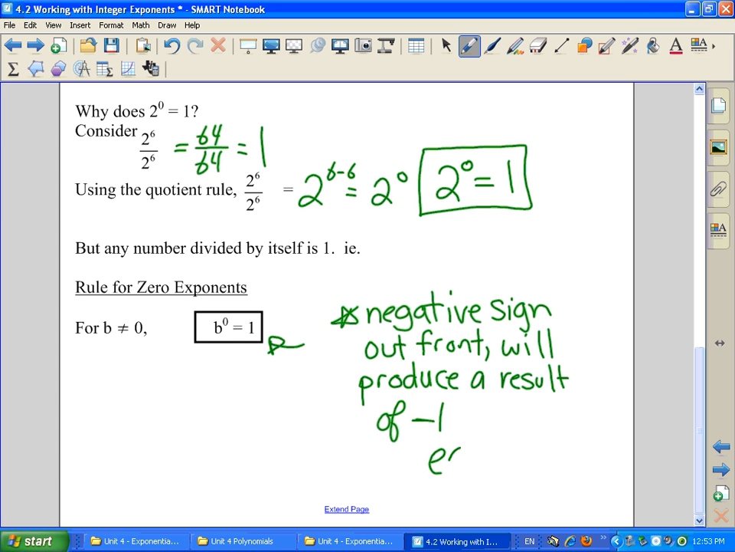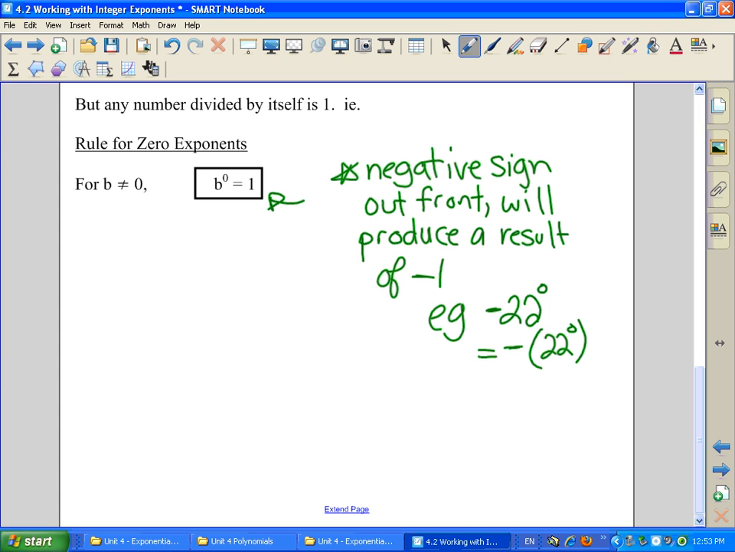Okay, we'll give you a quick example like we did on the first page. So negative 22 exponent 0 equals, it's negative out front, 22 to the exponent 0, that equals 1. So it's negative out front times 1, which gives you negative 1.